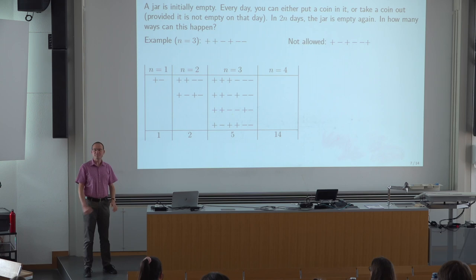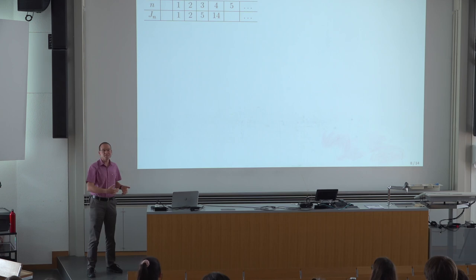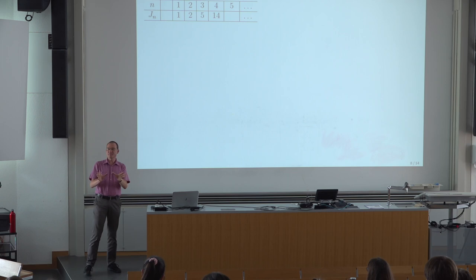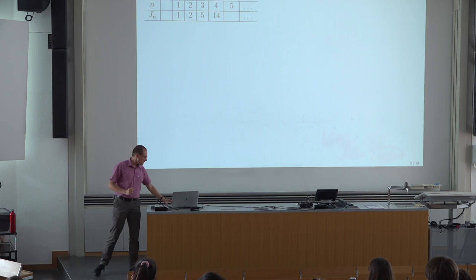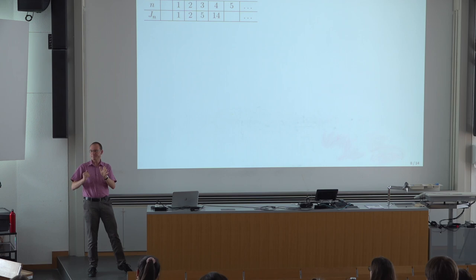Now, the question is what happens for larger values of n. Let's see when n is equal to 5. It would be more difficult. Now you have a string of 10 symbols, 5 pluses, 5 minuses. Let's investigate that. It's hard to draw them systematically. So here is an idea.